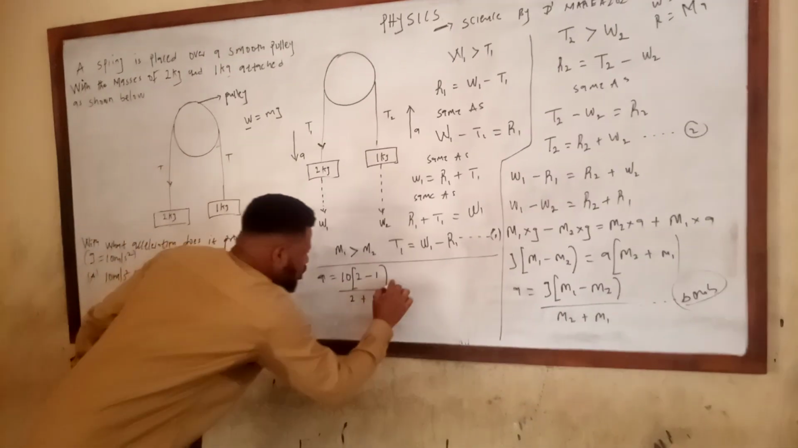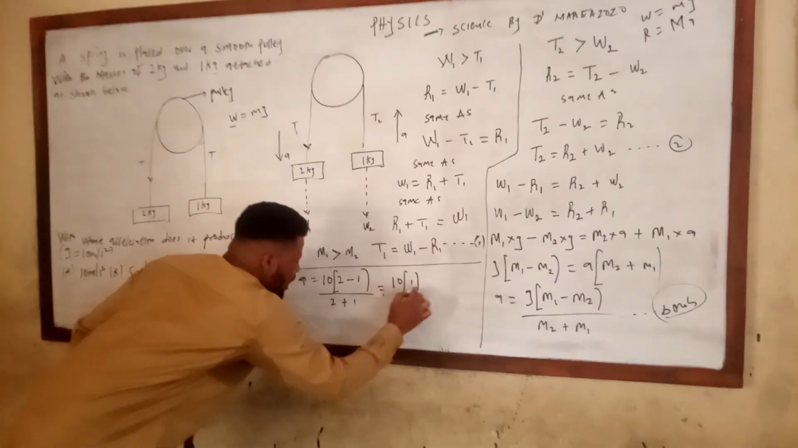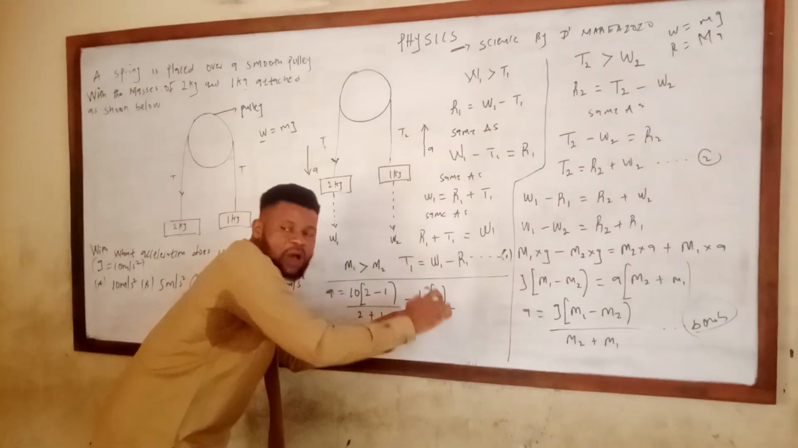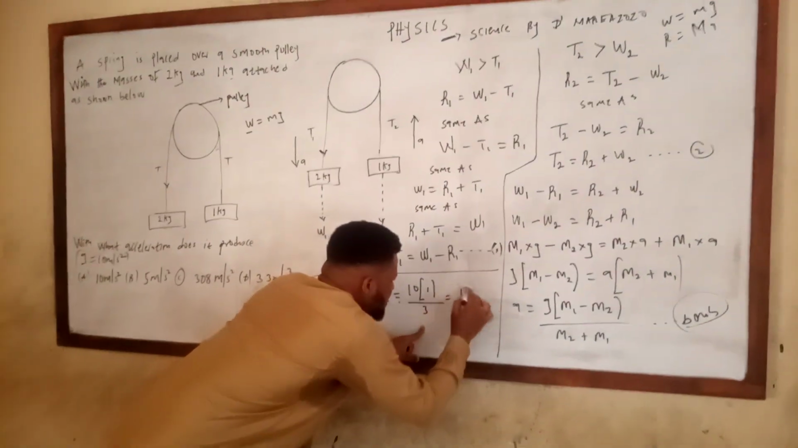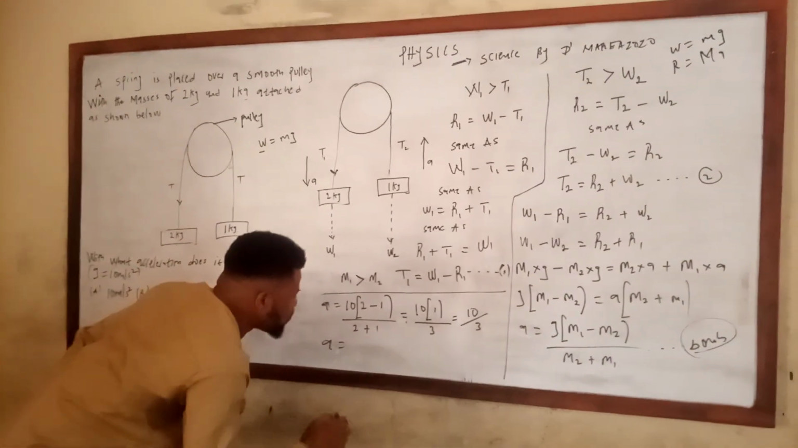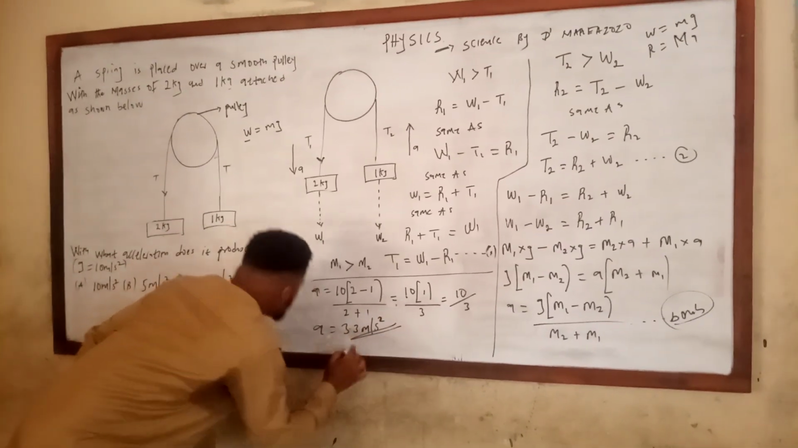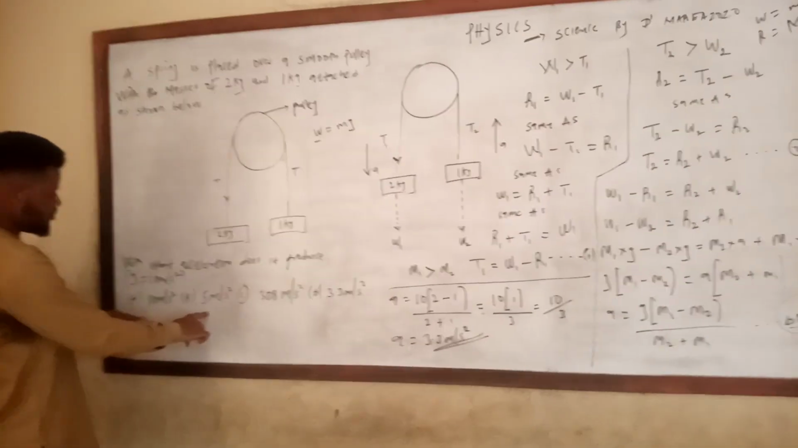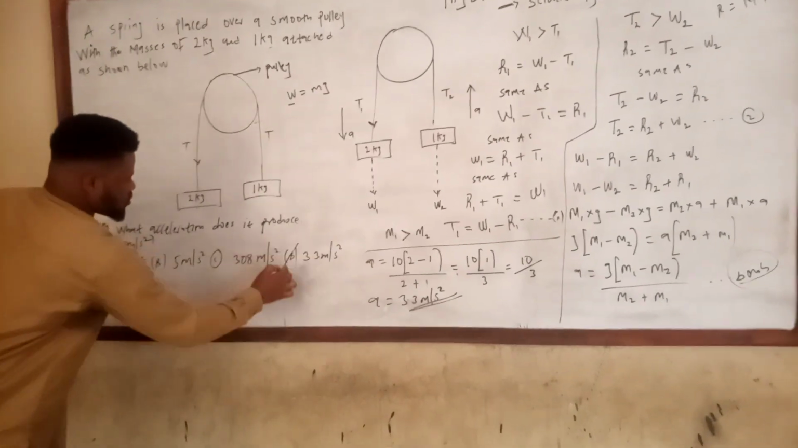Applying this, I have 10 times (2 minus 1) over (2 plus 1). 2 minus 1 gives 1, and 2 plus 1 is 3. 10 times 1 is still 10, because 1 is an identity. So a is 10 divided by 3, which is 3.3 meters per second squared. Now let's go back to the options. Option A is 10 meters per second squared, option B is 5 meters per second squared, option C is 3.8 meters per second squared, and option D is the correct answer.